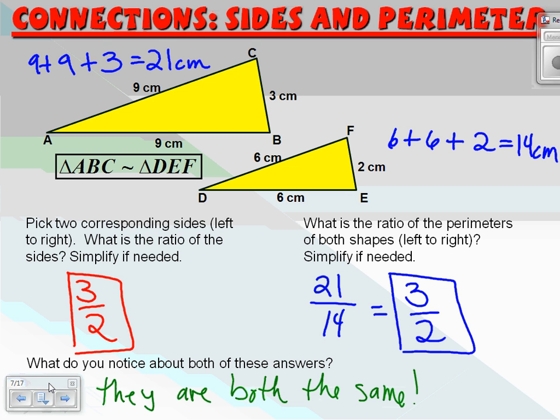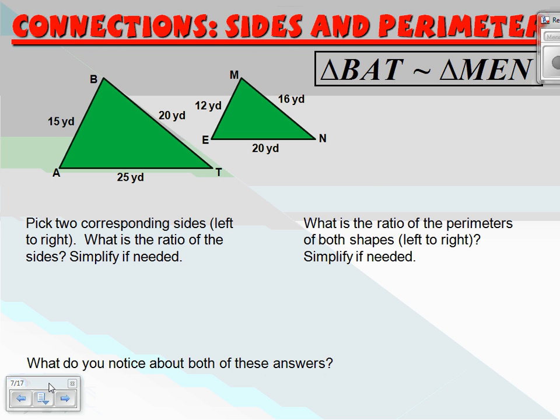One more example with perimeter. This is a little more difficult. Let's see if you can get this. Let's start off. Pick two corresponding sides, left to right. What is the ratio of the sides? Simplify if needed.